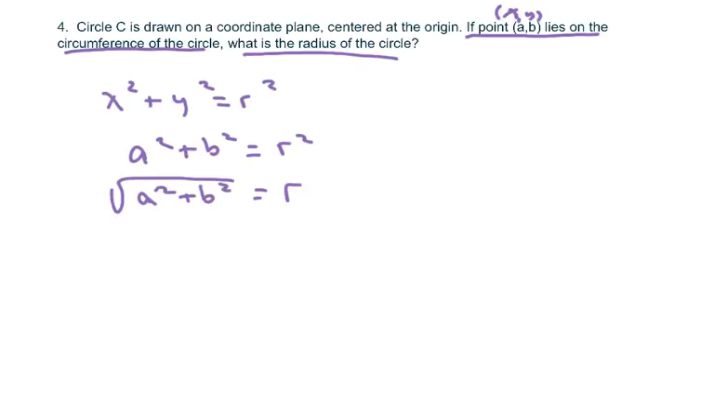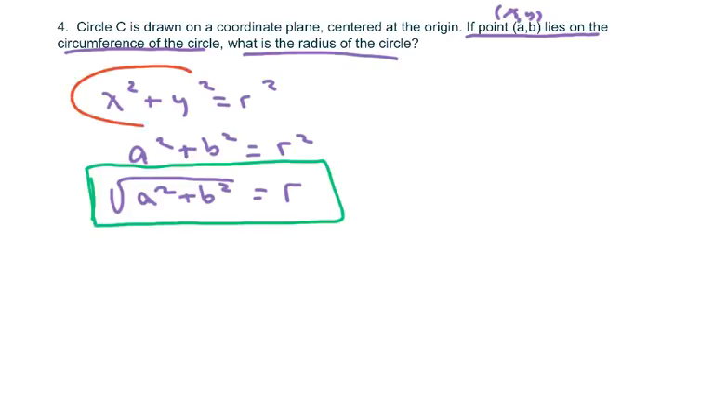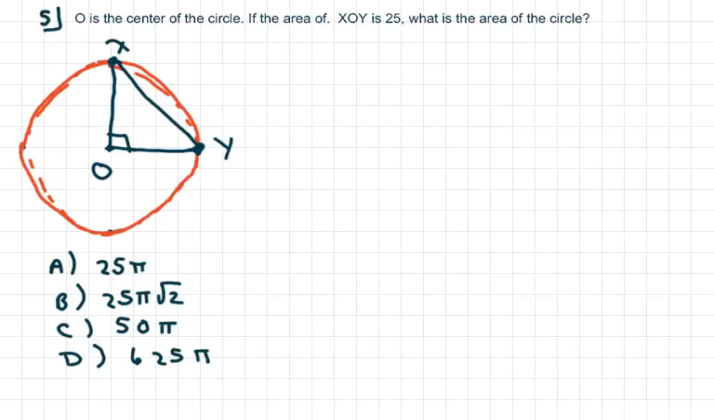There had to be answer choices, but I forgot to write them down. But anyway, this is your answer. Okay, so it's pretty easy actually, especially if you know your formulas, your standard form of a circle with center at 0, 0.